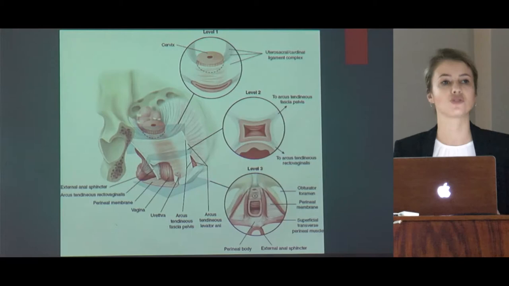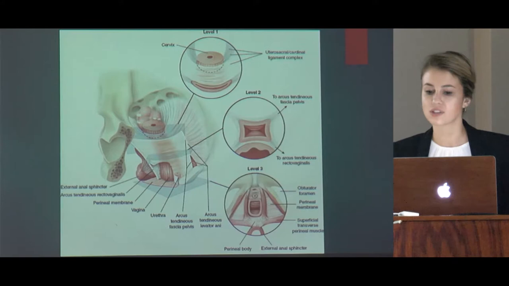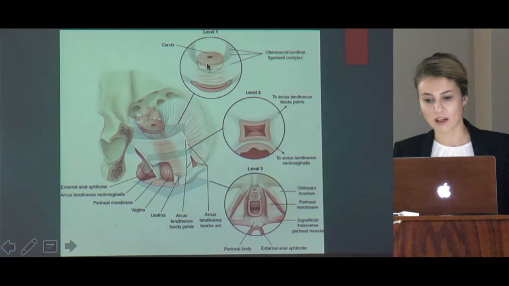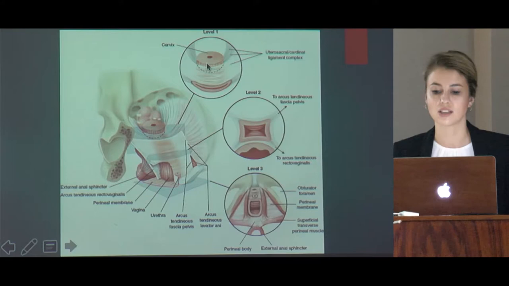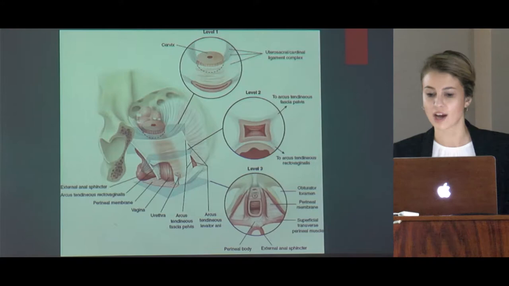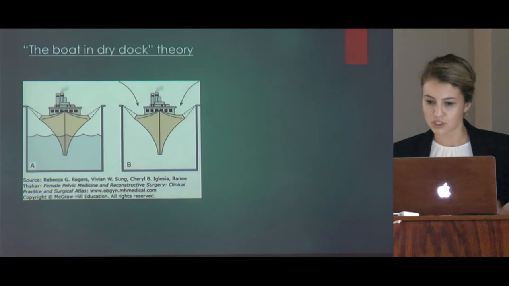So level one is the uterosacral and the cardinal ligament complex there. Level two is the endopelvic fascia, anteriorly stretching to the arcus tendineus fascia and posteriorly to the arcus tendineus rectovaginalis. And then level three is the pelvic floor muscles, as mentioned before, providing support like a hanging basket. So the three layers work together to keep the pelvic organs in place.